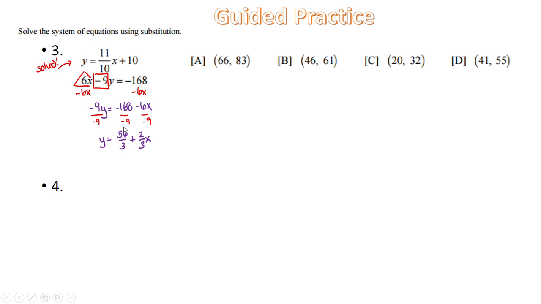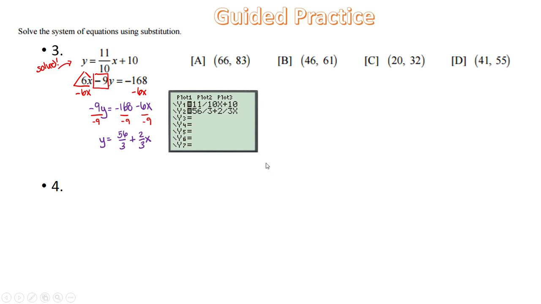And we're going to want that in fraction form because it's a repeating decimal. And then negative 6 divided by negative 9 is a positive 2/3 x. That is our second equation. Now we're going to type them both into y equals. So we got 11 over 10 x plus 10, 56 divided by 3 plus 2/3 x. No need for parentheses here, although if you're using them, that's just fine. Either way, your graph should look like this.